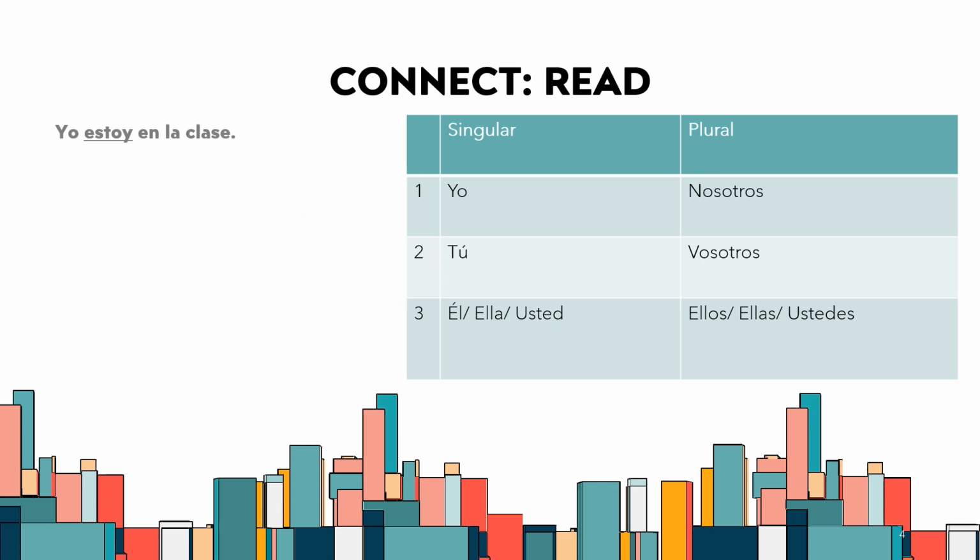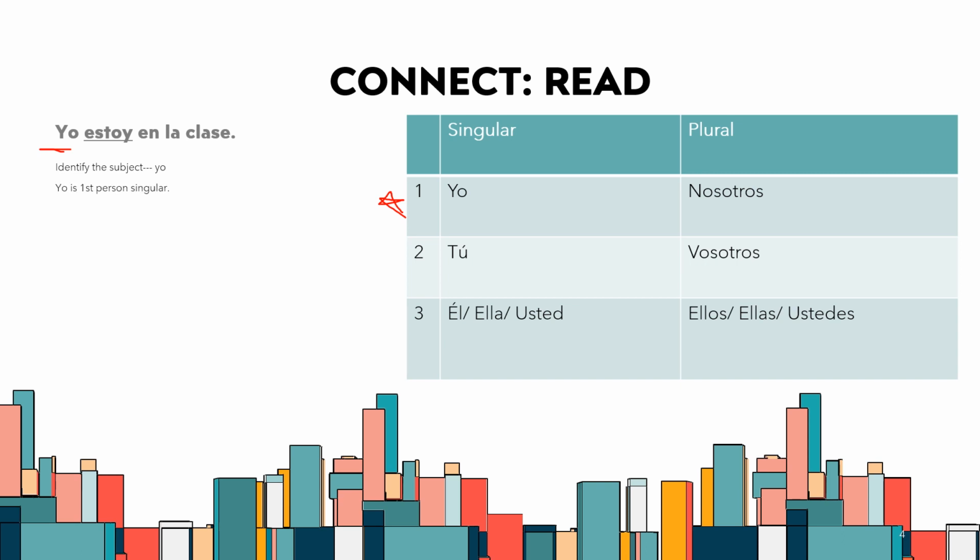The first thing we want to do is connect by reading. So when I look at this sentence up here at the top, yo estoy en la clase, I want to first identify my subject. We talked about those subjects and I have them written up here on the screen as well. So I see here first, yo. I know that yo is first person singular because I see it over here with first person singular. All right? So I've identified my subject. It's yo. The next word is my verb, estoy.